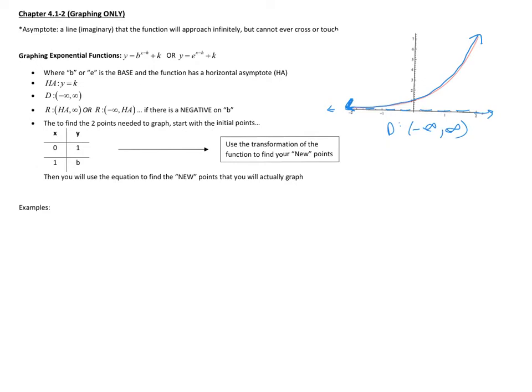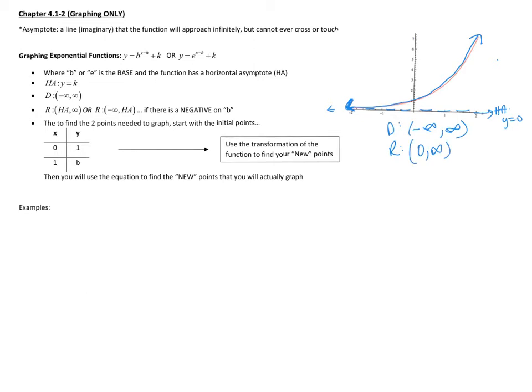The range of this function is going to be from that horizontal asymptote. So in our case, it would be from 0, which is the horizontal asymptote, to infinity, okay? Because I can never be below 0. As you see, the graph would have to cross or touch, and we know that it can't since it's an asymptote. Right? So our range for this function that we see here would be 0 to infinity, right?